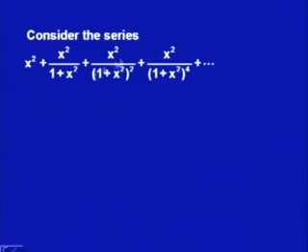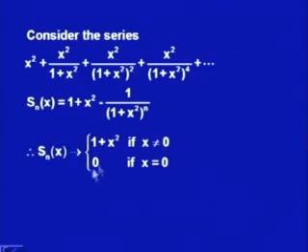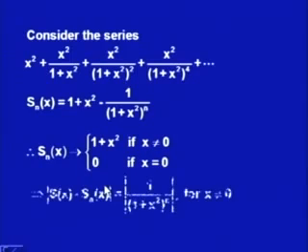Now, if we consider a different series, which is x square plus x square over 1 plus x square plus x square over (1 plus x square) whole square and so on, then for this series the nth partial sum S_n(x) is 1 plus x square minus 1 over (1 plus x square) raised to power n. Then we can notice that S_n(x) tends to 1 plus x square if x is not equal to 0, and will tend to 0 if x is equal to 0.